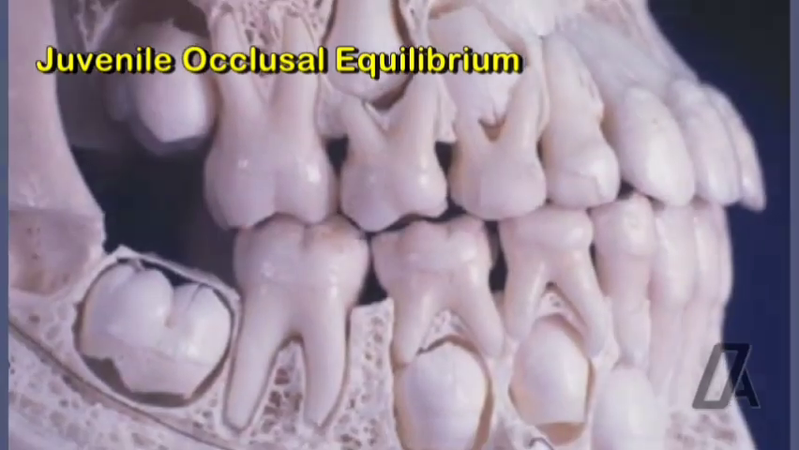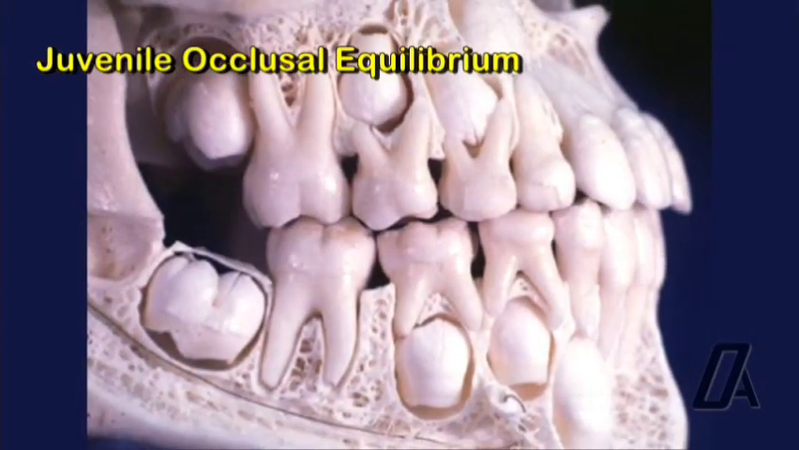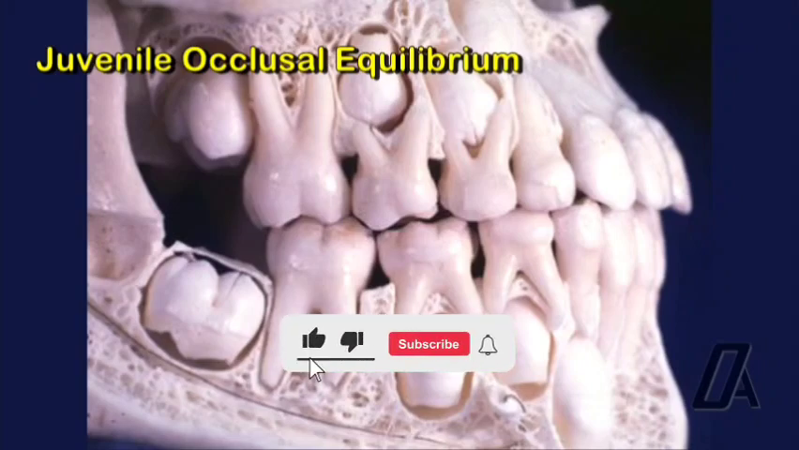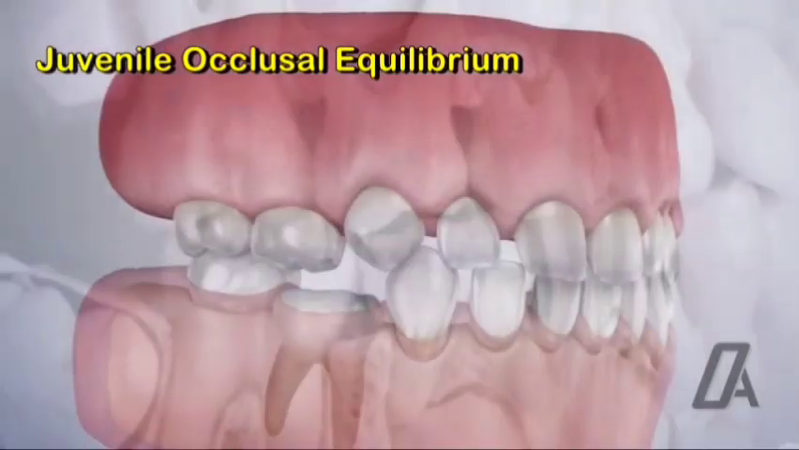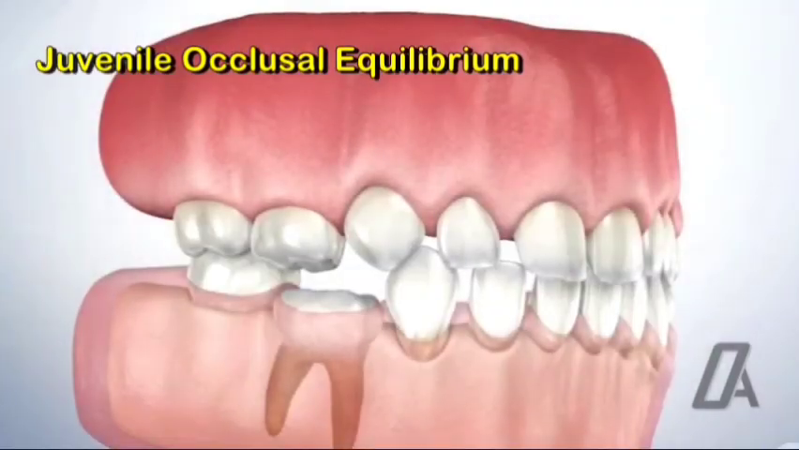Juvenile occlusal equilibrium. After that, the eruption slows down. During childhood and adolescence, as the jaws grow vertically, especially the lower jaw, teeth continue to erupt slightly to keep up with that growth. This steady adjustment helps maintain the bite. If a tooth becomes ankylosed, it can't follow this adjustment, and that difference becomes quite noticeable.